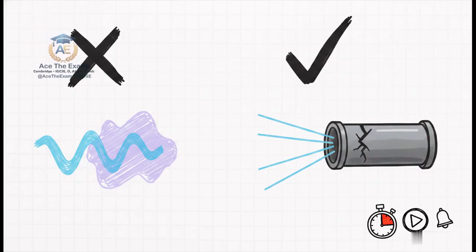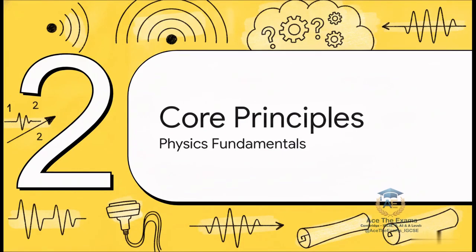When examiners look at your paper, they're scanning for assessment objectives. If you haven't linked your physics knowledge to the exact parameters of the question, you are falling straight into the trap.